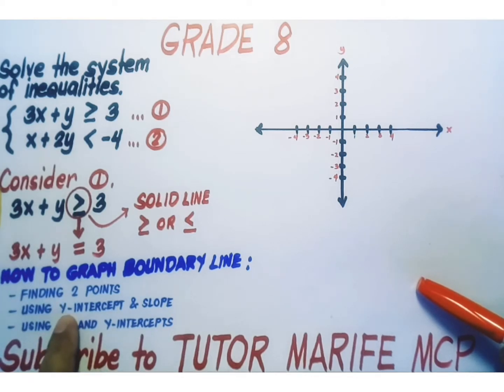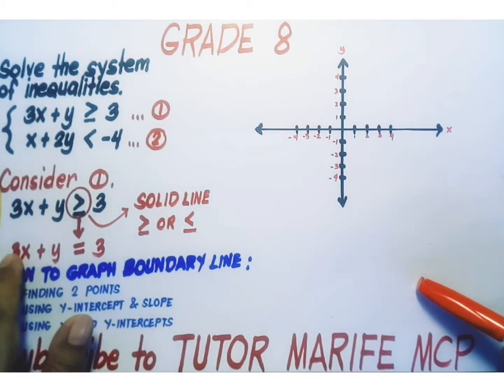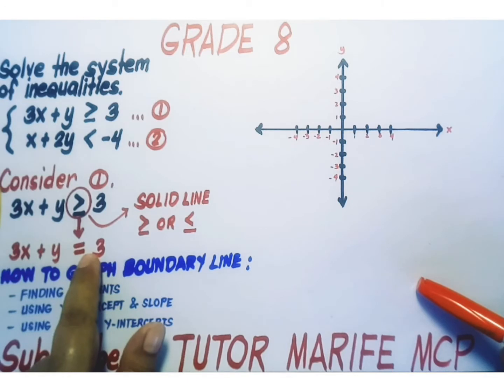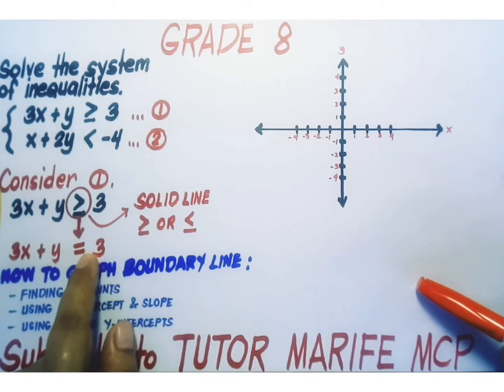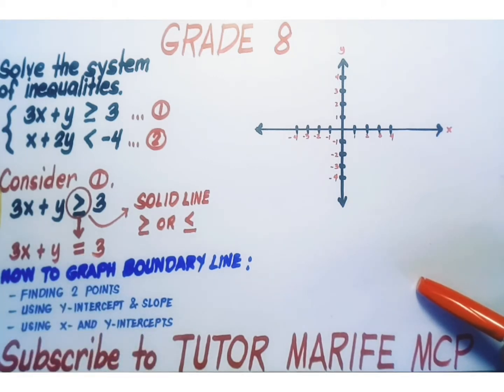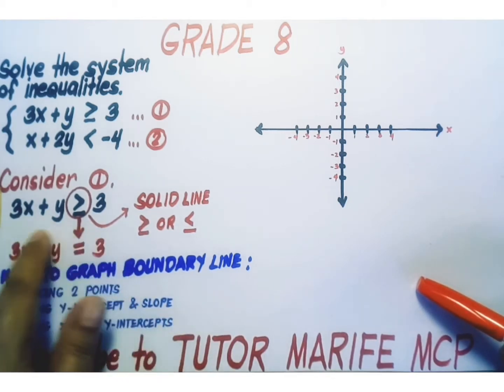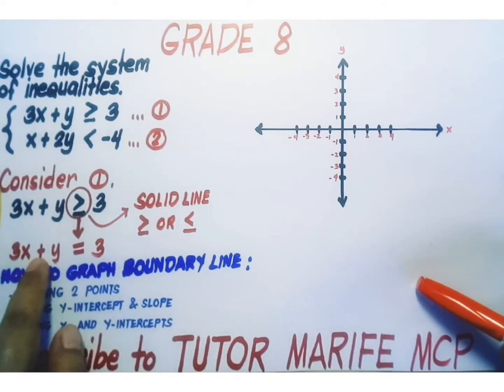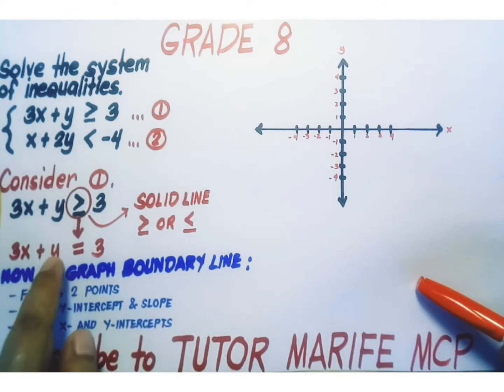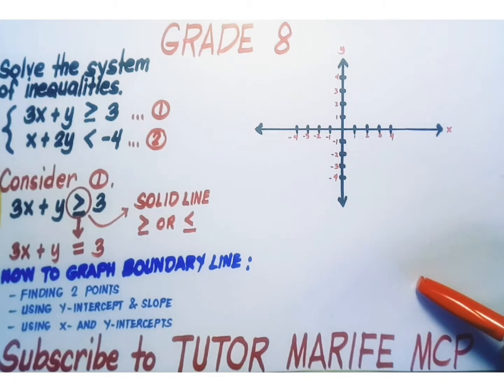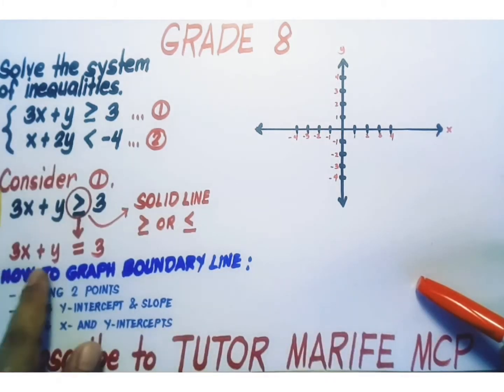The second method is by using the y-intercept and slope. In this method, we are going to rewrite the linear equation into y equals mx plus b form or the slope-intercept form. And how do we write a linear equation in y equals mx plus b form? We should isolate the y on the left side of the equation. Collect all the other terms on the right side of the equation.